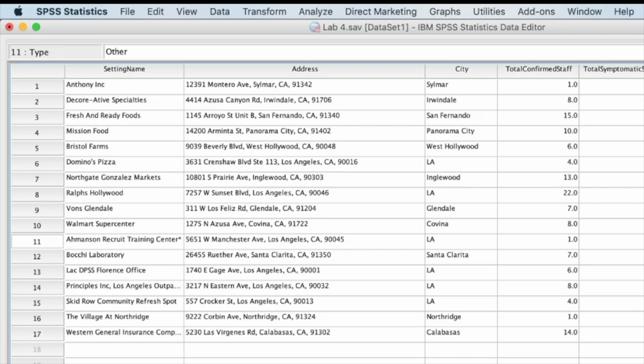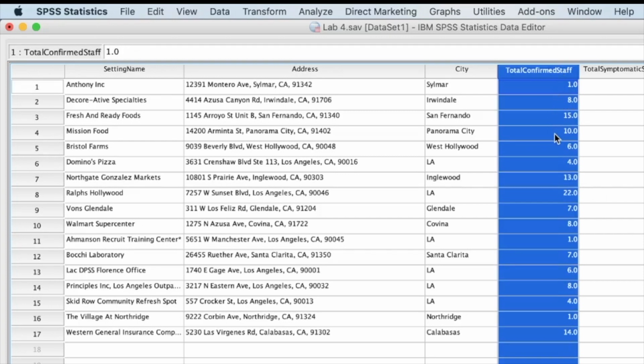So for my independent variable, I'm going to use type. The groups that I created here are these 3 different groups: manufacturer, market, and other. And then my outcome measure was going to be total confirmed staff. So that's total COVID-19 positive staff. These are laboratory confirmed staff.